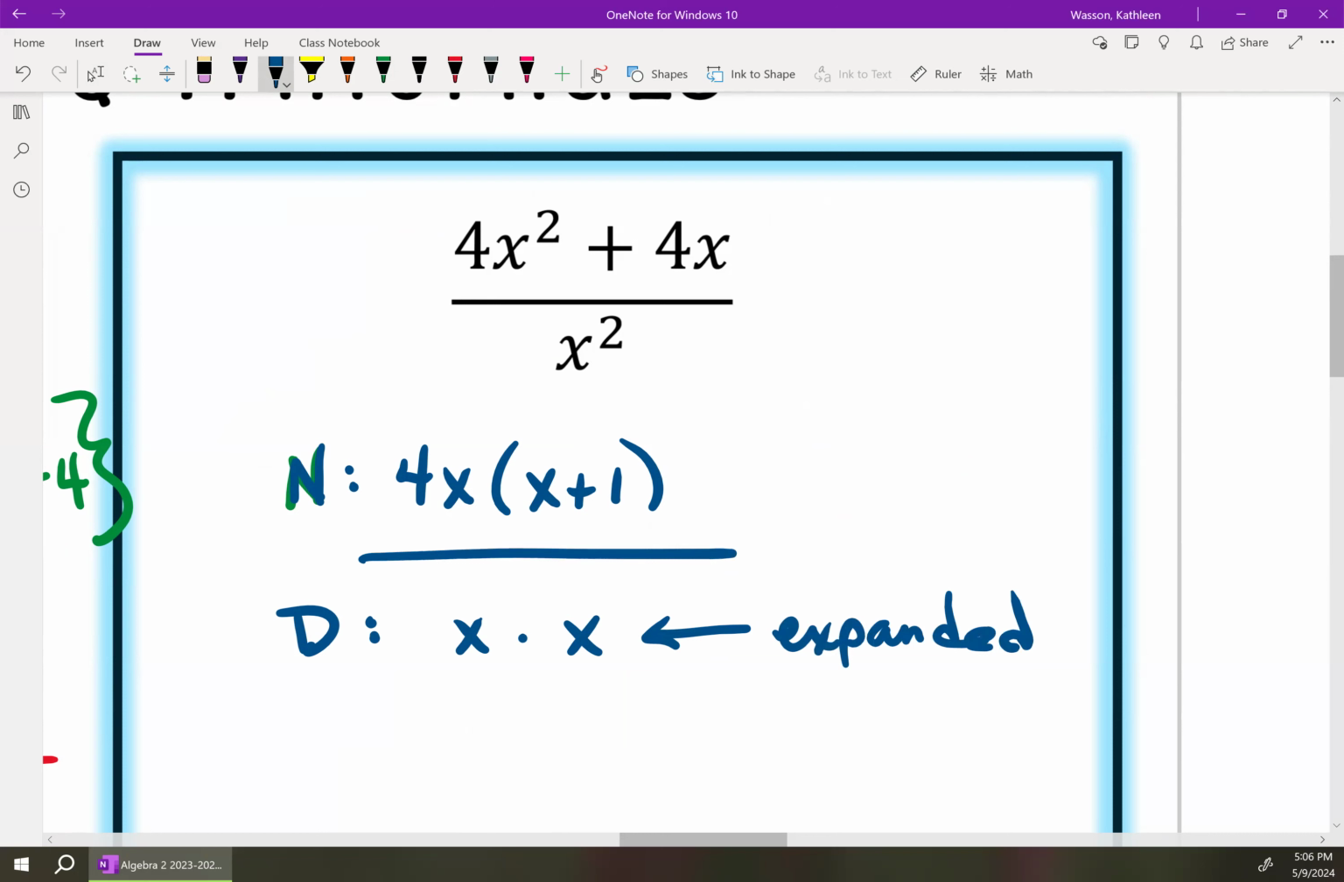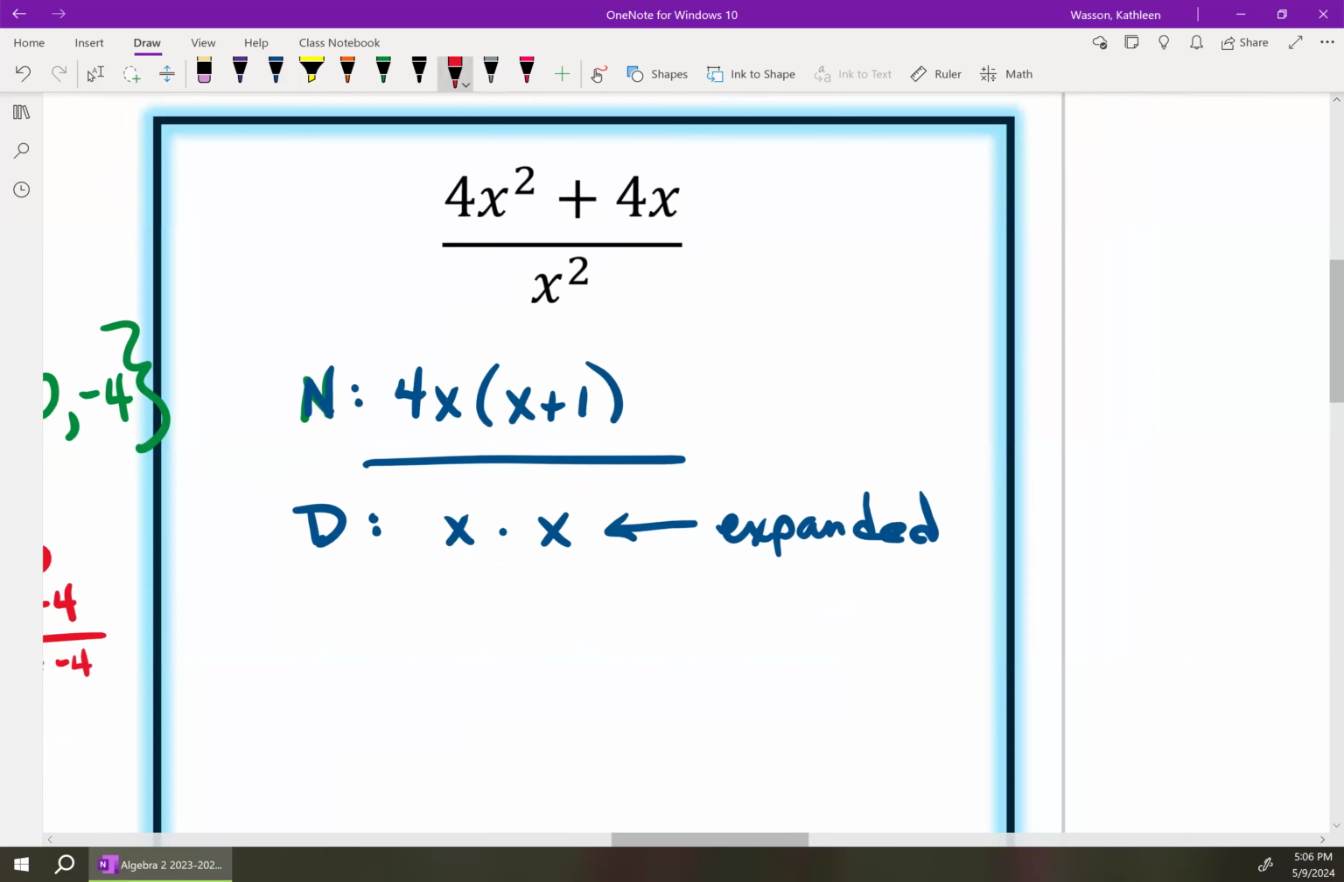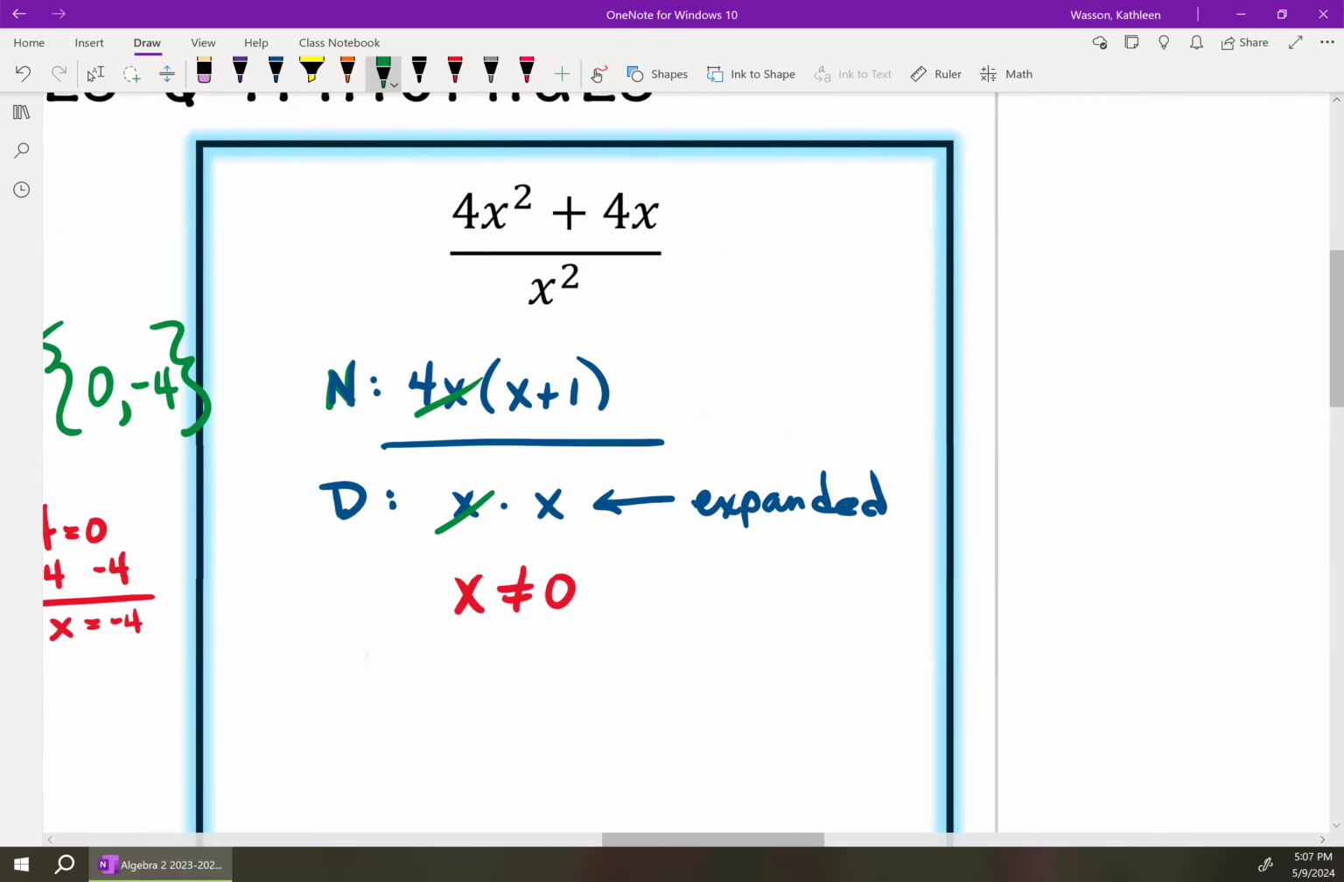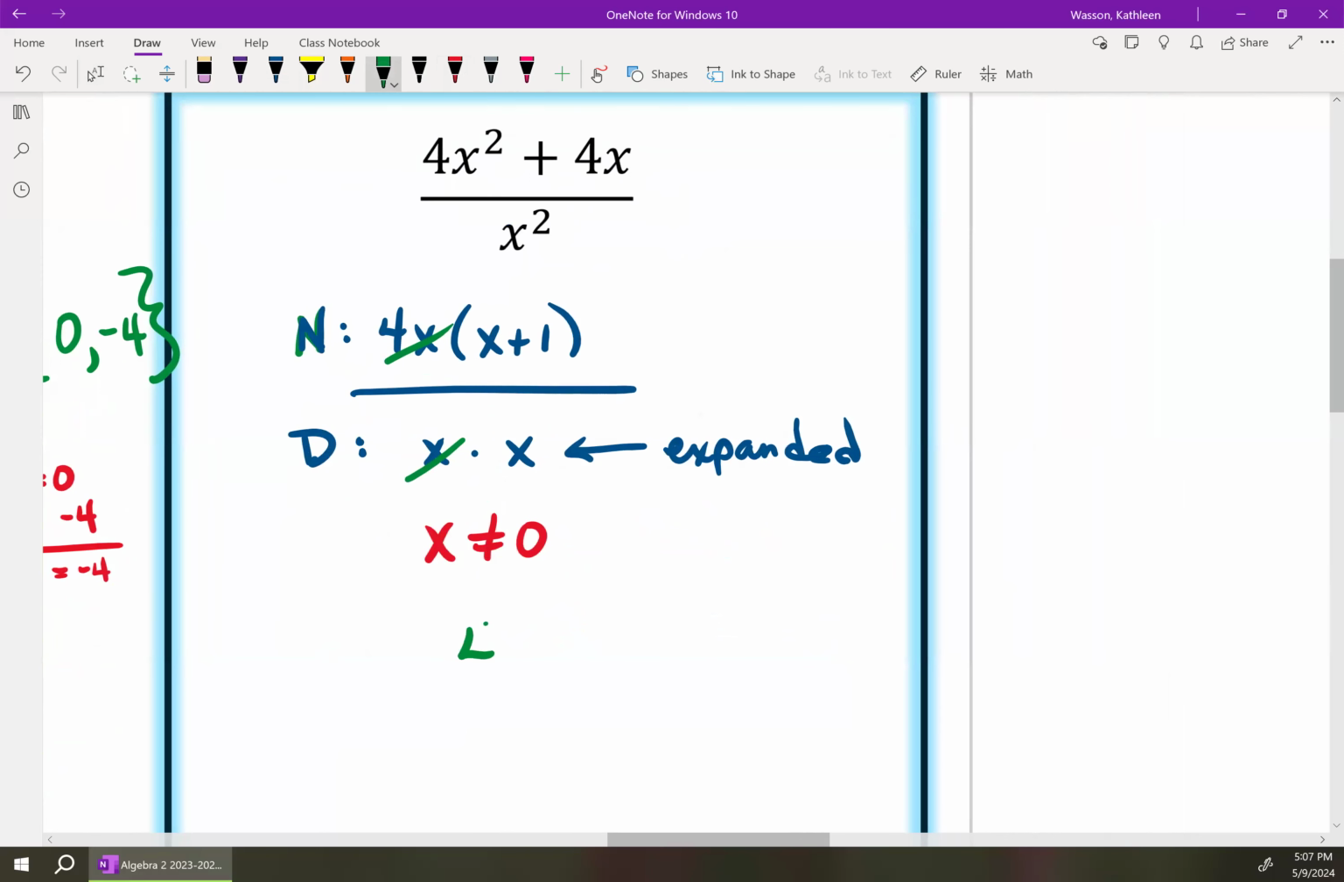So here's my fraction. I see a common factor. I need to exclude x values that would make the denominator 0. So x cannot be 0. Then I can reduce my fraction. So I'll mark off an x in the numerator and an x in the denominator. And my simplified fraction can be written as 4 times x plus 1 divided by x. And I won't allow x to be 0.